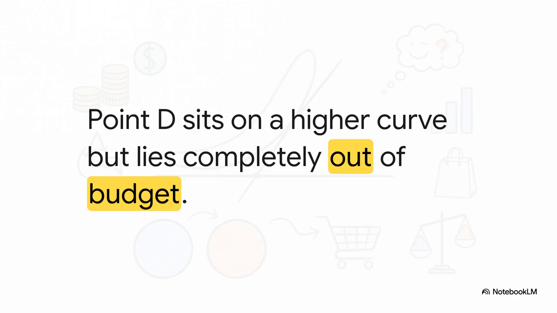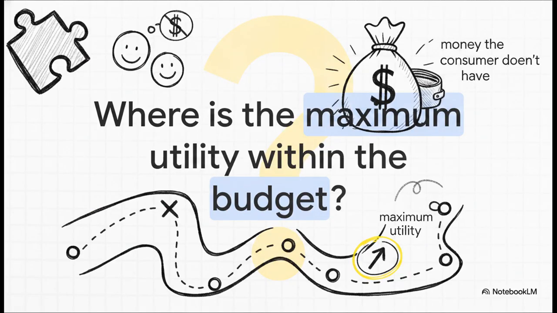Now, what's really interesting here is point D. It sits way up on the highest curve, IC3. The utility there, absolutely fantastic. But look where it physically sits in relation to our budget line KL. It's way out to the right, completely out of the budget constraint. It's a geometric impossibility for this consumer's wallet. Total pipe dream.